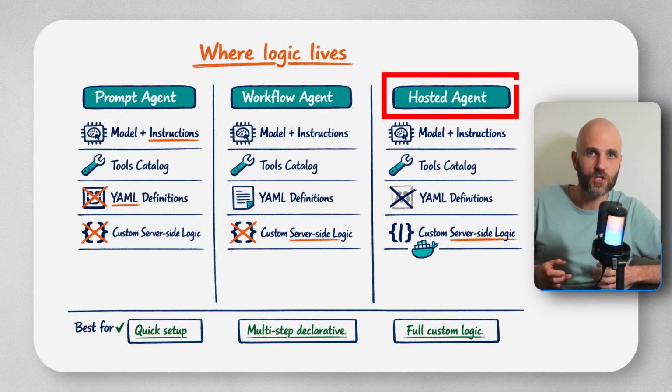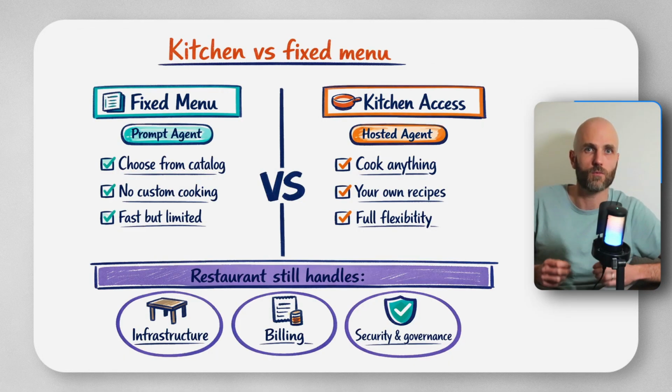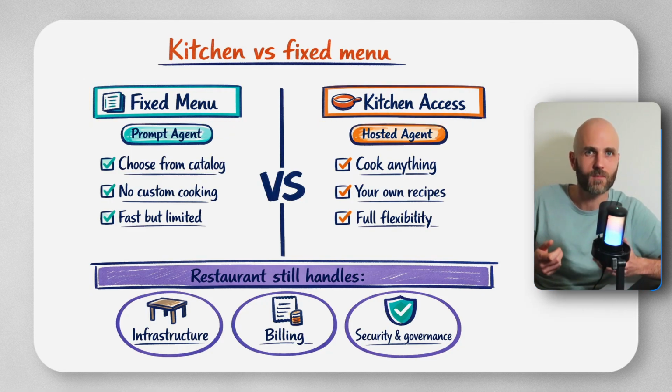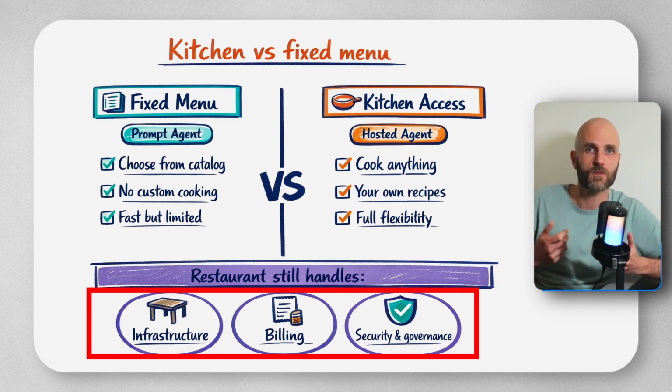A hosted agent is the jump. I write actual code, like Python or C#, package it in a Docker container, and Foundry runs it server-side. So a prompt agent is like ordering from a fixed menu, and a hosted agent is like getting access to the kitchen. I cook what I want. But the restaurant still handles the tables, bills, and health inspections.